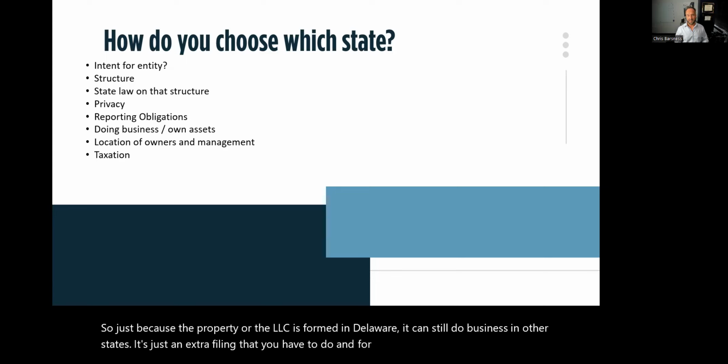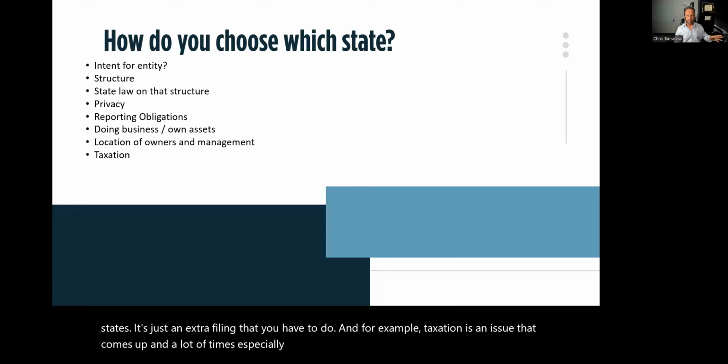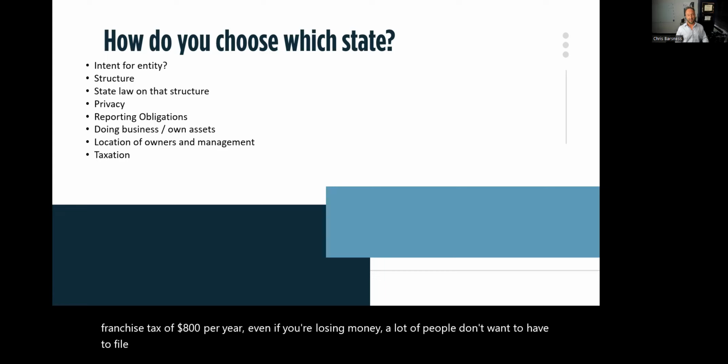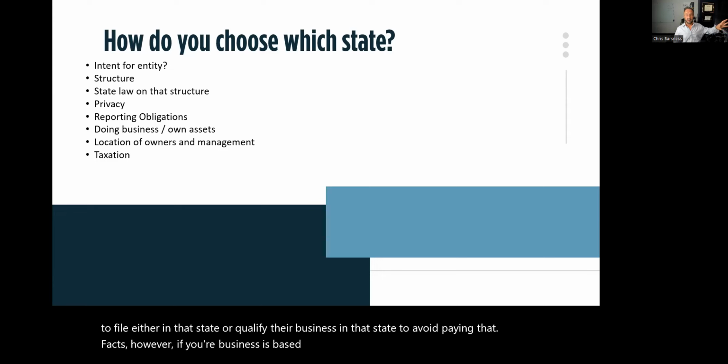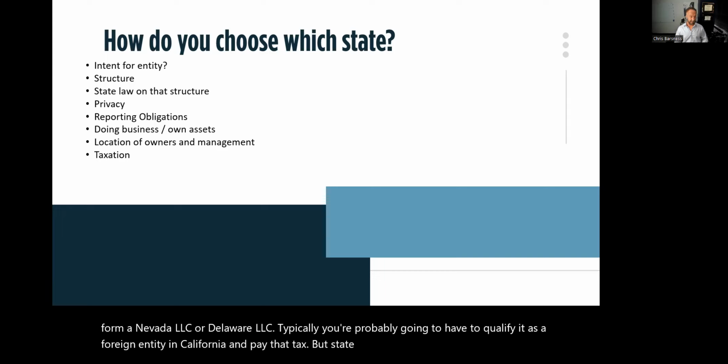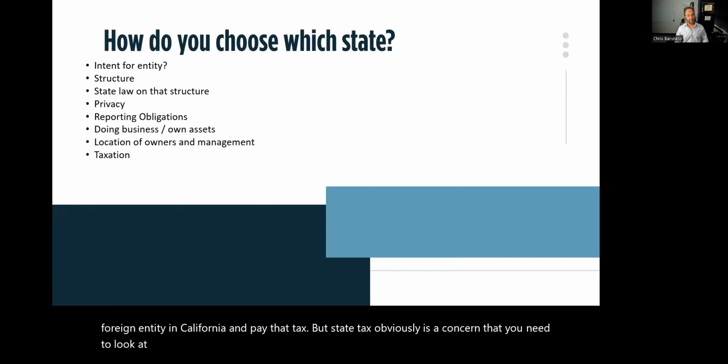And for example, taxation is an issue that comes up. And a lot of times, especially areas like California, where there's a minimum franchise tax of $800 per year, even if you're losing money, a lot of people don't want to have to file either in that state or qualify their business in that state to avoid paying that tax. However, if your business is based in California, you have assets there, even if you form a Nevada LLC or a Delaware LLC, typically you're probably going to have to qualify it as a foreign entity in California and pay that tax. But state tax obviously is a concern that you need to look at when choosing which state.